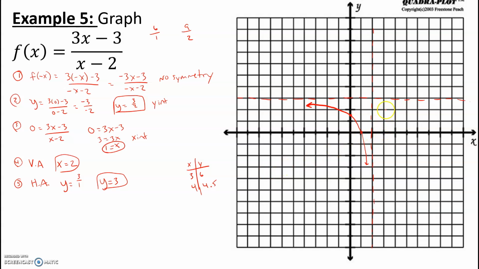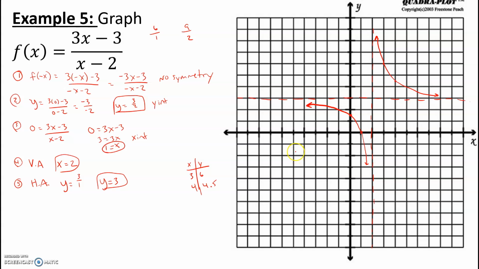We've got 3, 1, 2, 3, 4, 5, 6. And we've got 4, 1, 2, 3, 4.5. And again, you can kind of go from there. You're going to get really, really close to the asymptote. And again, we're going to get really, really close.